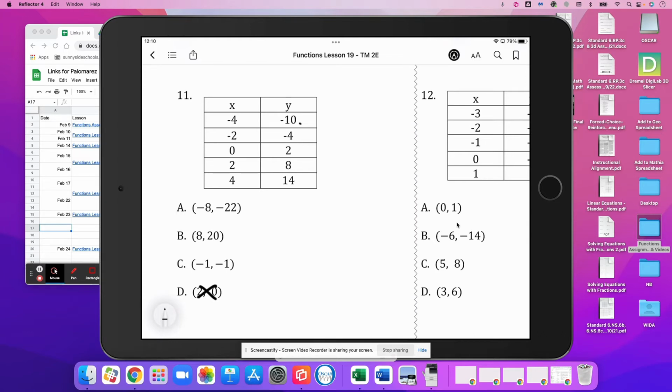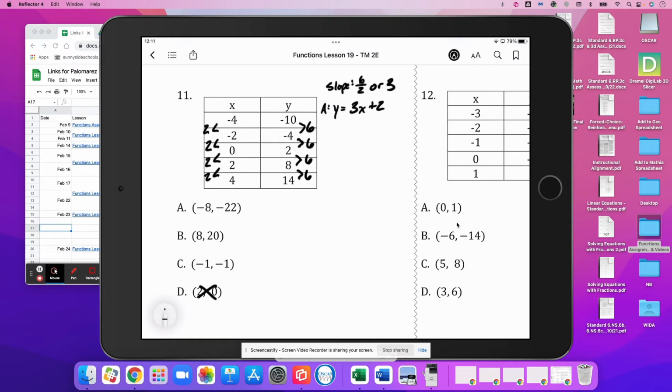So let's take a look at find our slope here. So that's a change of 6, change of 6, change of 6 all the way down, change of 2. So our slope is going to be 6 over 2 or 3. And our y-intercept is 2 because we have 0 paired with 2. So let's go ahead and test A. Our equation is y equals 3x plus 2.